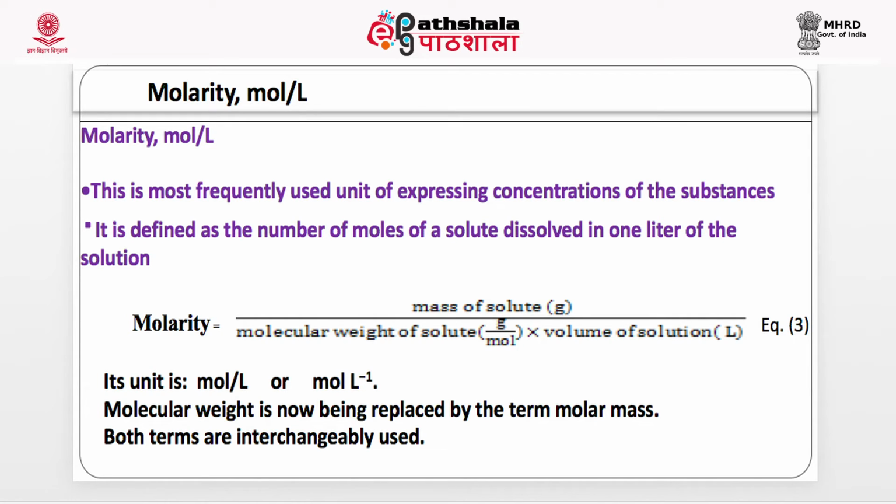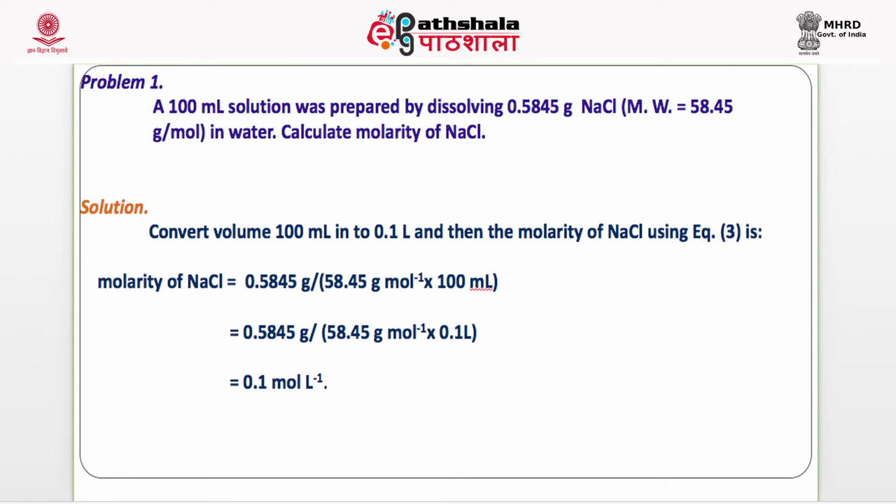In many numerical problems, the volume of the solution may be given in milliliter. You have to convert it into liter before applying this formula. Now there is a problem. 100 milliliter solution was prepared by dissolving so much gram of NaCl. The molecular weight is this, in water. Calculate molarity. Now how do we calculate it? Molarity of NaCl equals mass divided by molecular weight into volume in milliliter. This volume in milliliter has to be converted into liter. This is 0.1 liter. So if you calculate it, you will get 0.1 liter inverse as molarity.